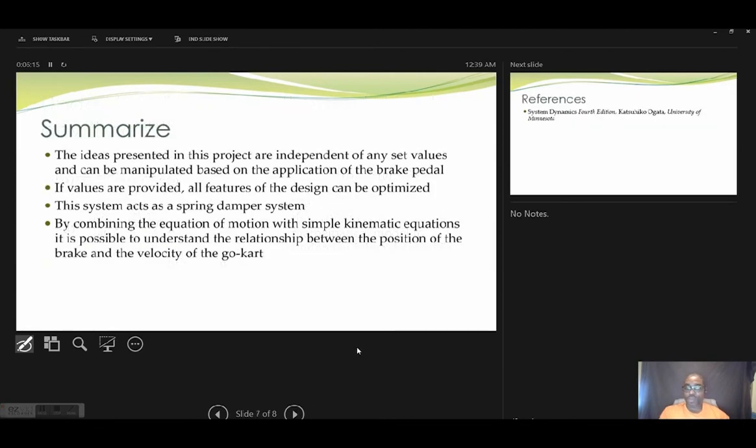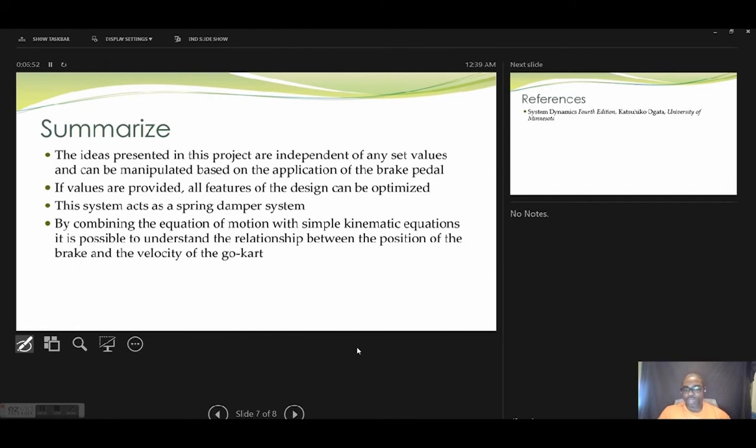So basically, the ideas presented in this project are independent of any specific values. We don't have finite values to place into our system, so we are trying to optimize the overall system. If values are provided to us, then all of the features of the design can be optimized very easily by just inputting values and changing things up and understanding where things go.